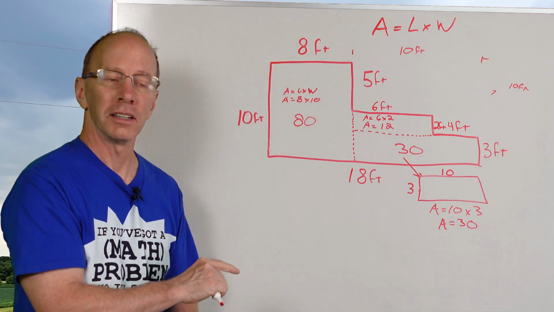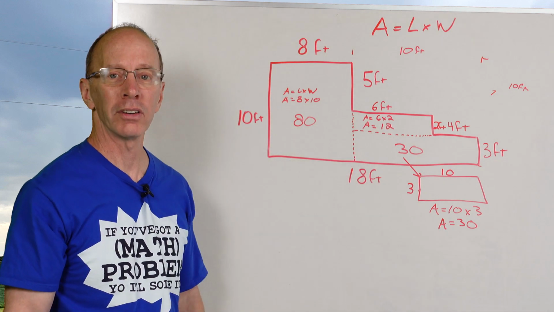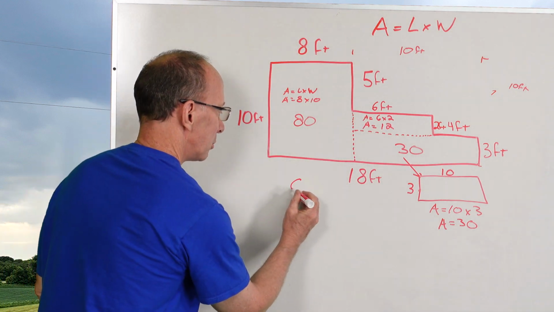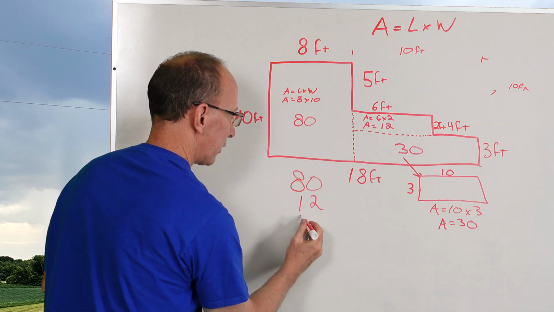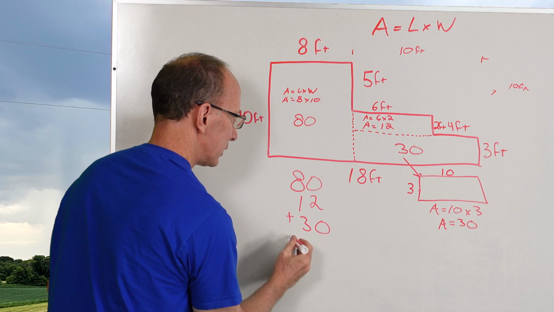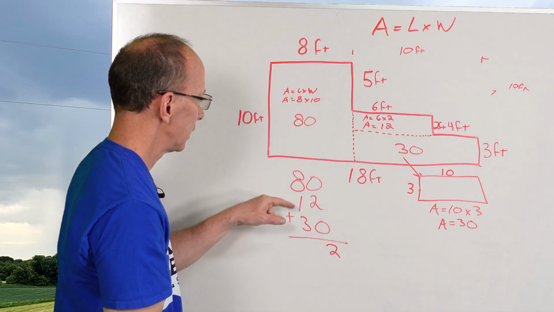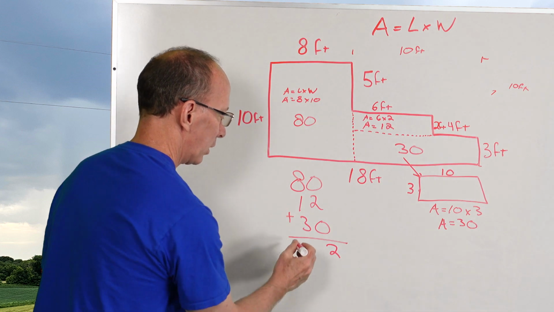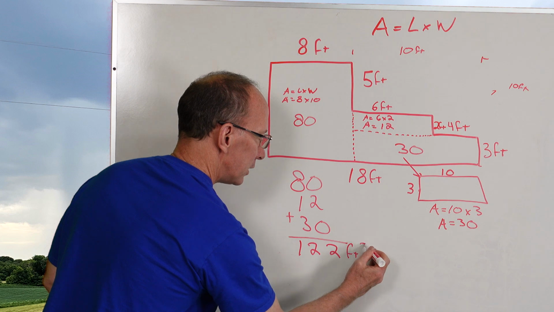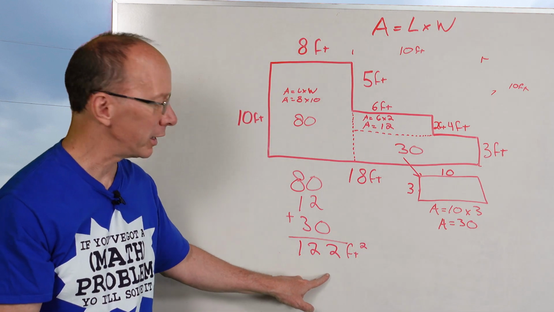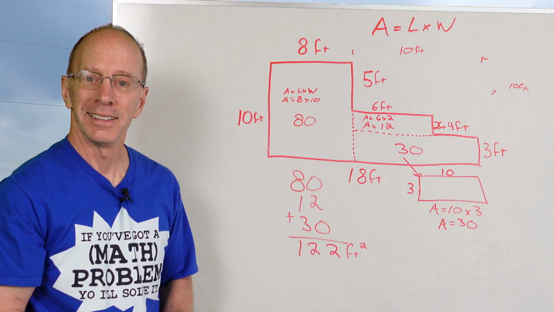We're almost done. We're almost done. Now I got to take these numbers here, 80, 30, and 12, and add those together. So I put 80 right here, 12, and then 30. Add that together. 2, 8, 9, 10, 11, 12. And this would be square feet. So I have 122 square feet. Pretty cool, isn't it? Yeah.